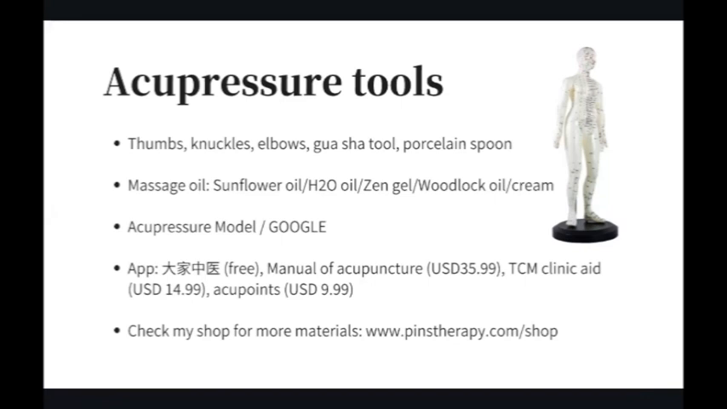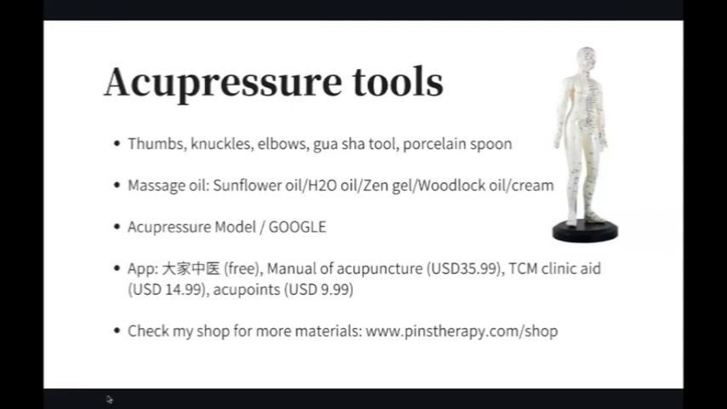Or you can also use a porcelain spoon that you can find in the Chinese grocery store. And you will hold it like this, like so. And you will use this smooth side of the spoon to do the acupressure. Or if the area is just a pinpoint, you can also use the handle side.